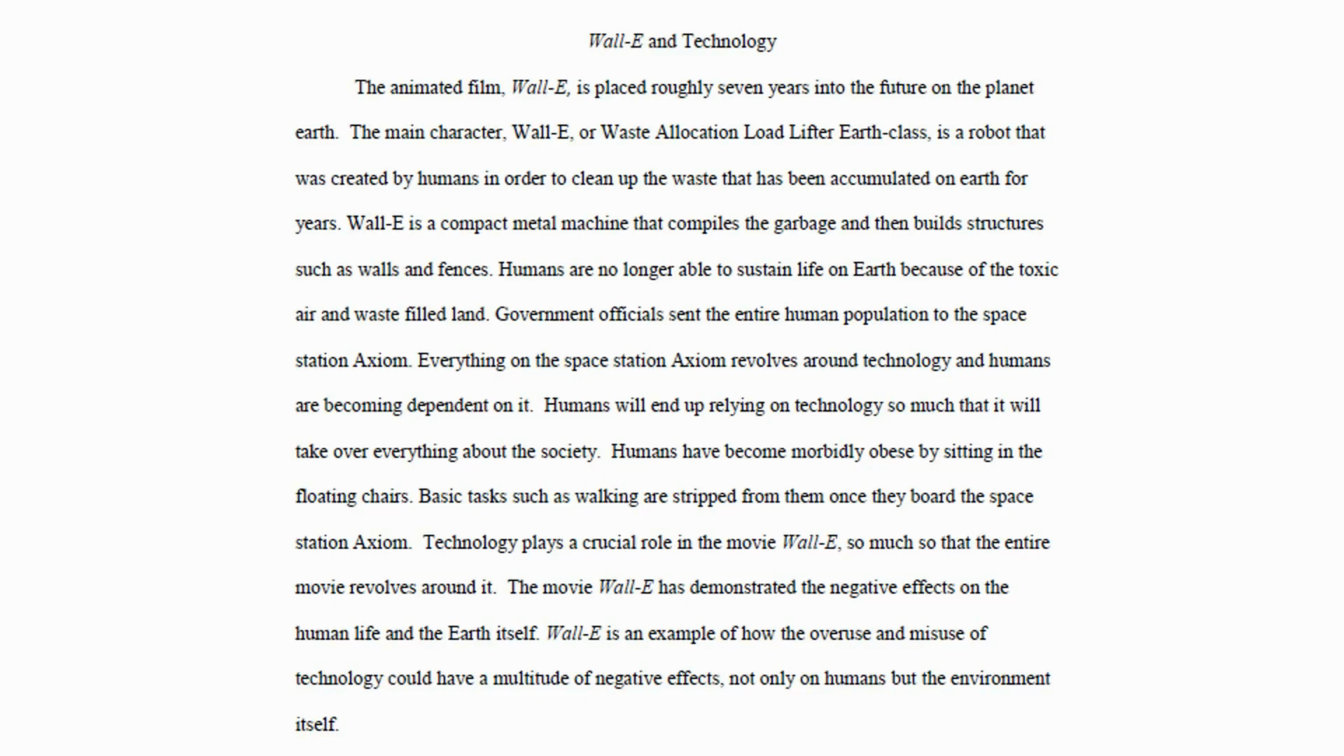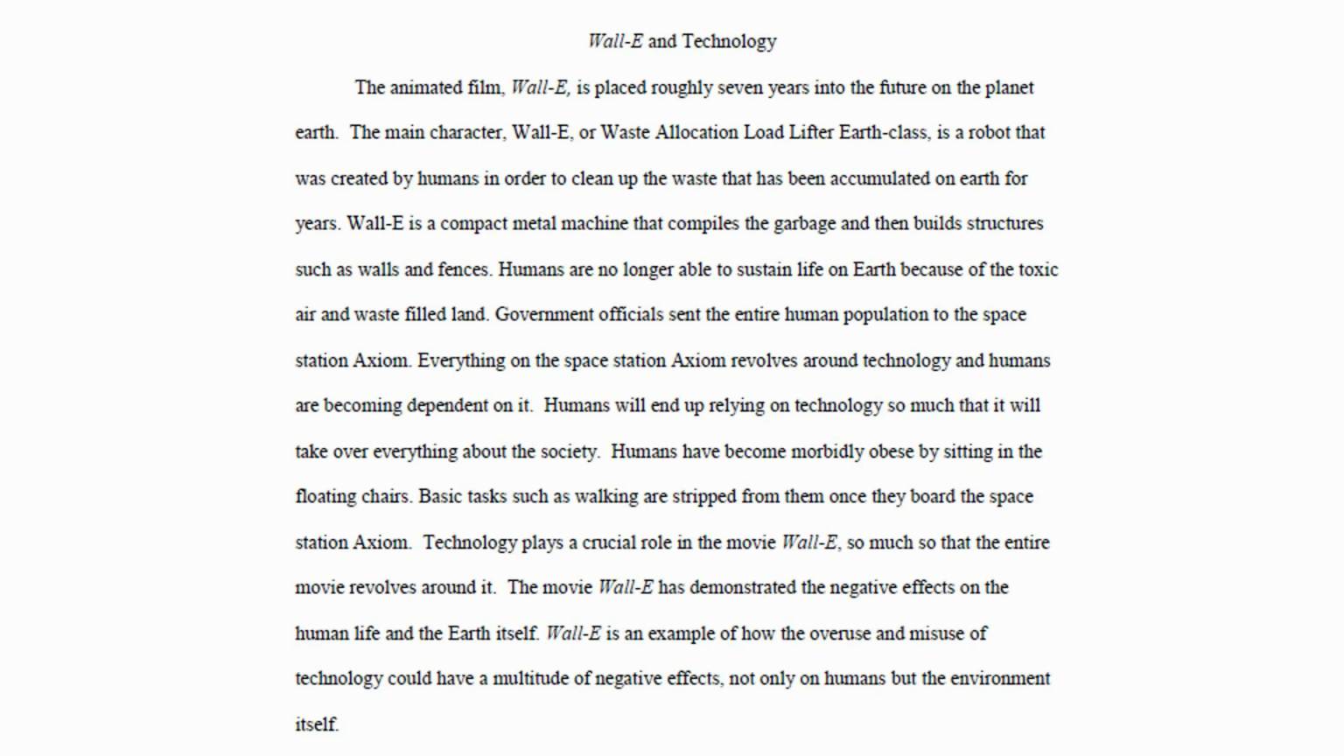And we have a big introduction which sets up what happens in the movie. There's a lot of plot description in here. I'm not really sure if there's a hook, but there's a good plot description. We have an idea as to what the main subject is. Then we get to the last couple sentences. Technology plays a crucial role in the movie WALL-E, so much that the entire movie revolves around it. That's not a thesis, but it does a job of setting up the thesis. The movie WALL-E has demonstrated the negative effects on human life and the life itself. Of technology, it should say.